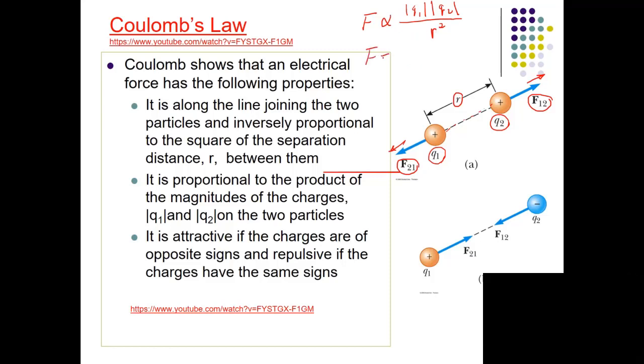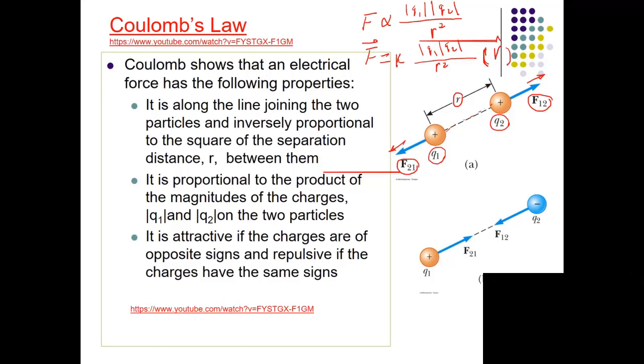So F is equal to a constant K, Q1, Q2, divided by R squared. Because force is a vector, we could put a vector sign here, but on the right-hand side we should actually explain that this is a vector. So we need a unit vector here. This unit vector, we could simply call r hat.